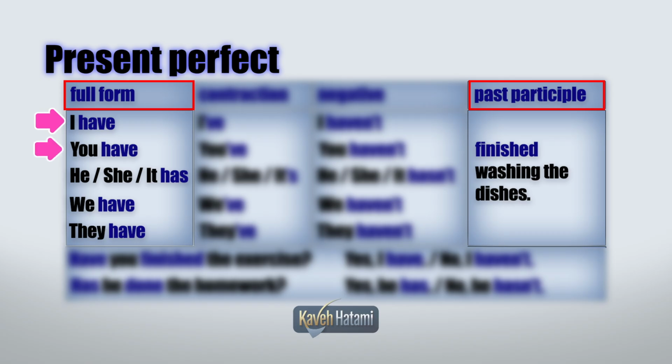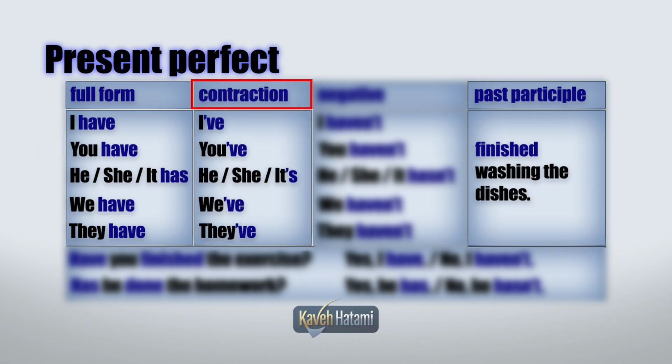For I, you, we, and they, we use have as an auxiliary verb plus the past participle form of the verb. Therefore, I have finished washing the dishes, or we have finished washing the dishes. Also, we can make the auxiliary contracted. So I have becomes I've. I've finished washing the dishes, or we've finished washing the dishes.